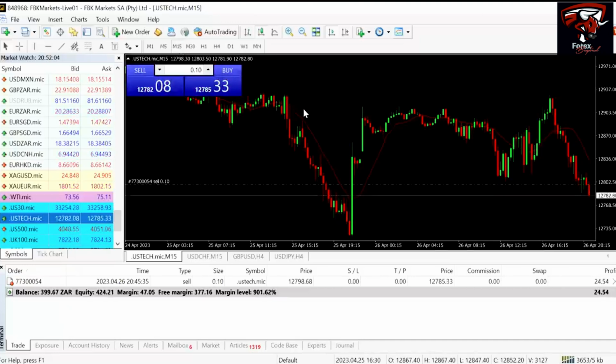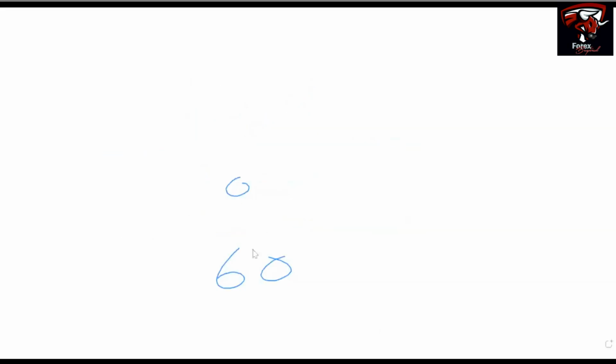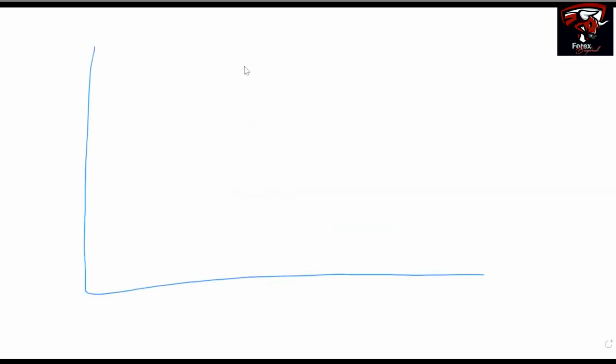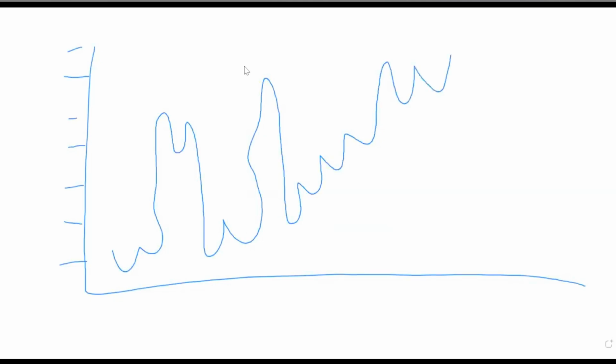Remember now, guys, let me go back to the drawing board. There are literally millions of people trading in the world. The chart starts from here. These are the prices. The market is moving. Now, when the market is moving, this is just an example.